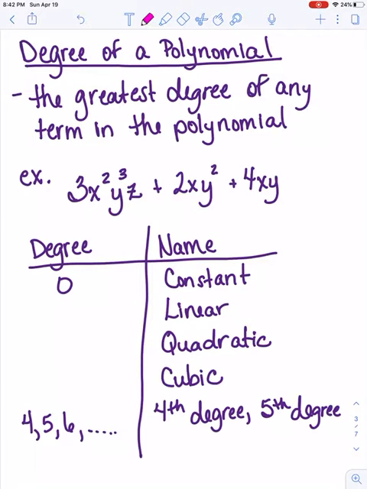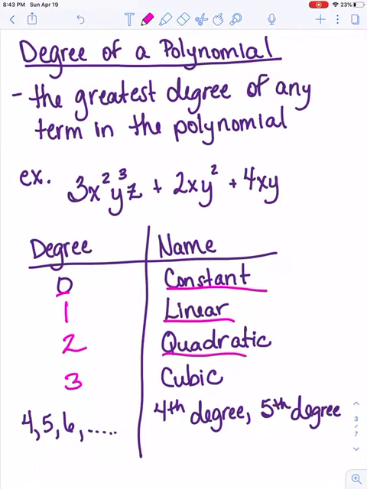All right, moving on. Degree of a polynomial. When we're talking about polynomials, not only do we name them binomial, trinomial, monomial, polynomial, we look at the degree within each term, and then we say, okay, if it has a 0 degree, it's called a constant. If it has a first degree, we call it linear. If it has a second degree, we call it quadratic. If it has a third degree, it's called a cubic.